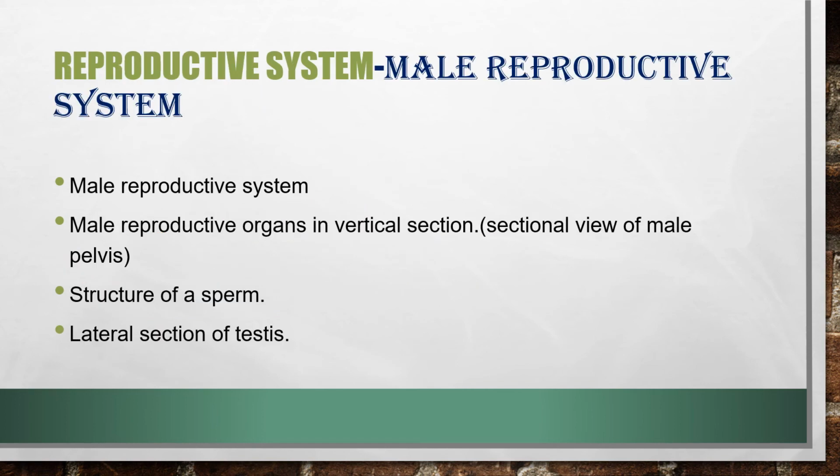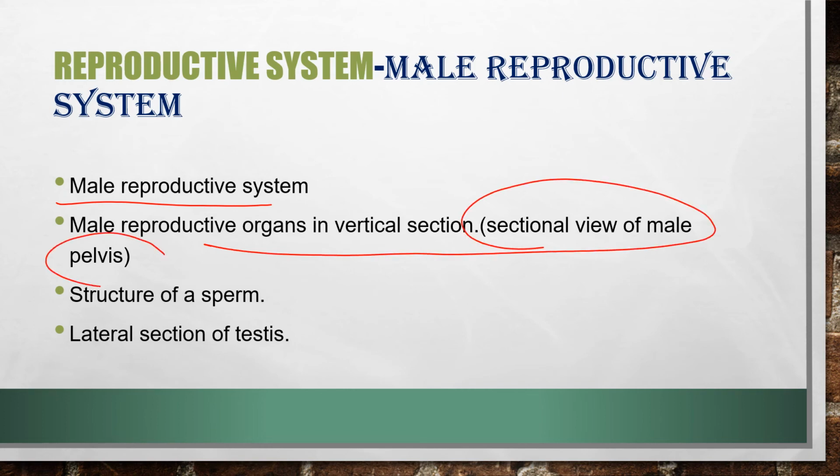Now next comes reproductive system. So reproductive system we have divided into two parts. First is the male reproductive system and second is the female reproductive system. So male reproductive system, we will draw the male reproductive system. Then we will draw the vertical section or sectional view of male pelvis. So the sectional view of male pelvis should be drawn to show the male reproductive system.